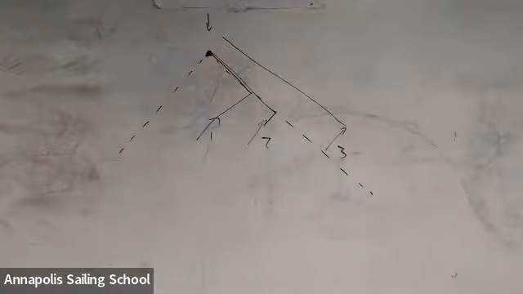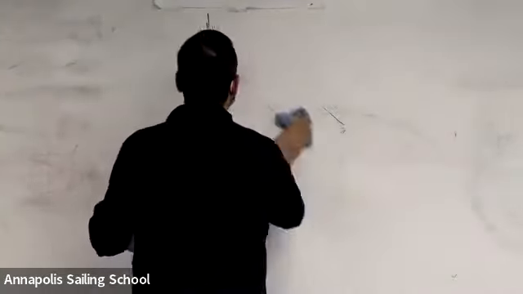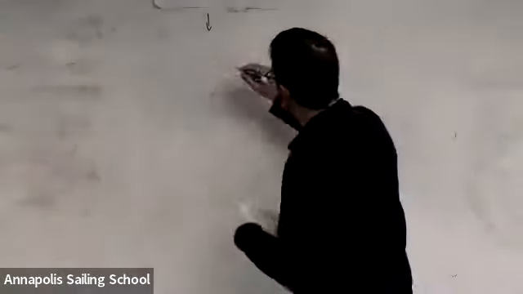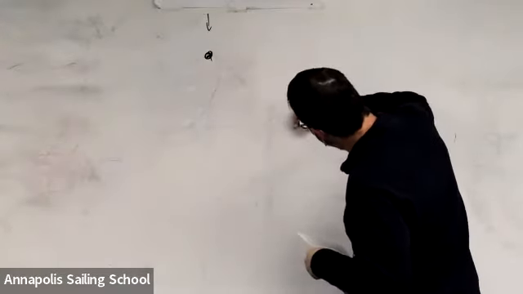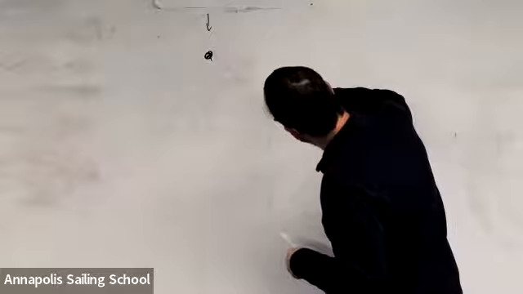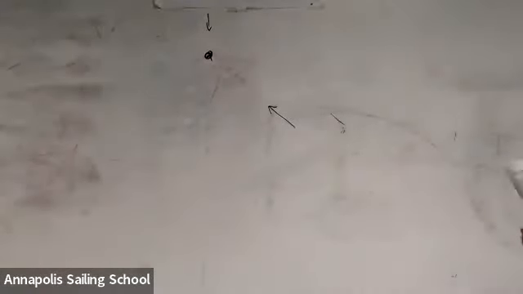Okay. Next question. Windward mark. Wind coming from straight. Here's a boat. This is the direction the boat is pointing. Is that boat fetching the mark?